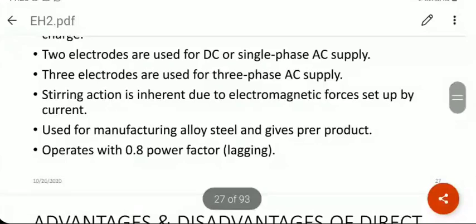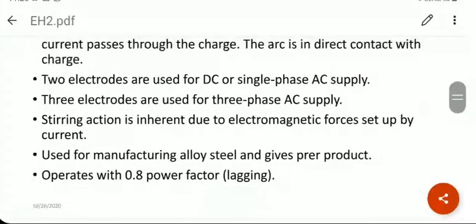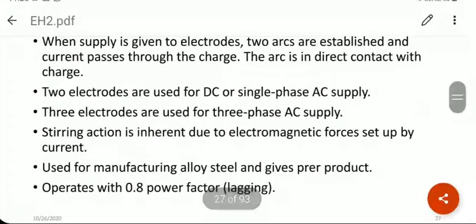Alloy steel is manufactured using this kind of technique. It gives purer steel. There's a spelling mistake here. It's not PRER, it's PURER.